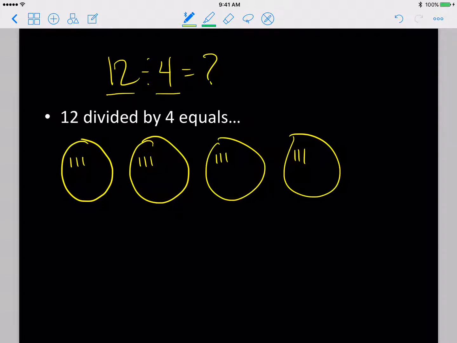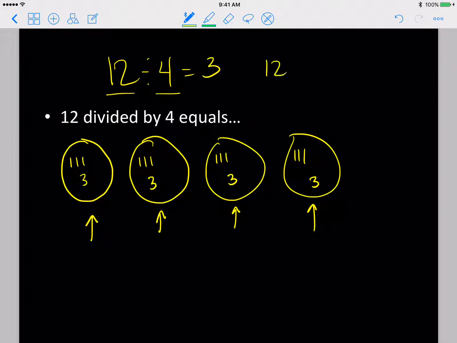Now I need to look specifically at one of my groups to see how many objects are in each group. So I see that there's 3 there. Now I'm going to look at all of them just to double check. There's 3 there. There are 3 in that one. 3 there. So now I can see that they are all equal groups, that I haven't made any mistakes. So I know that 12 divided by 4 is equal to 3. That's the way to do that if you do not know the multiplication fact family.